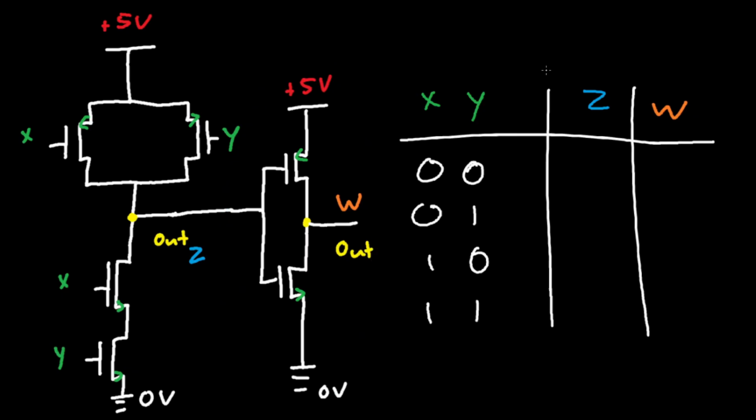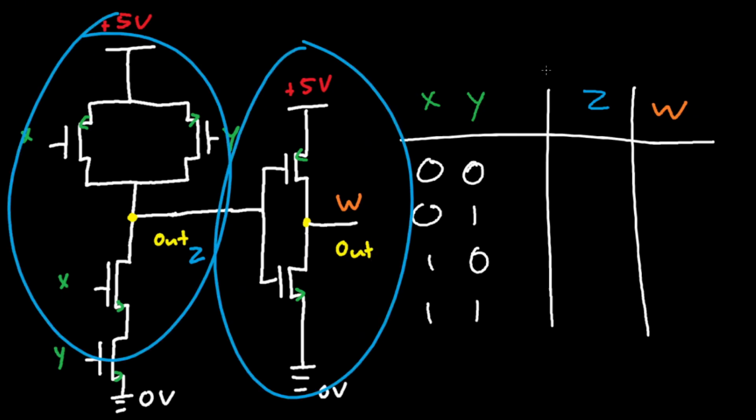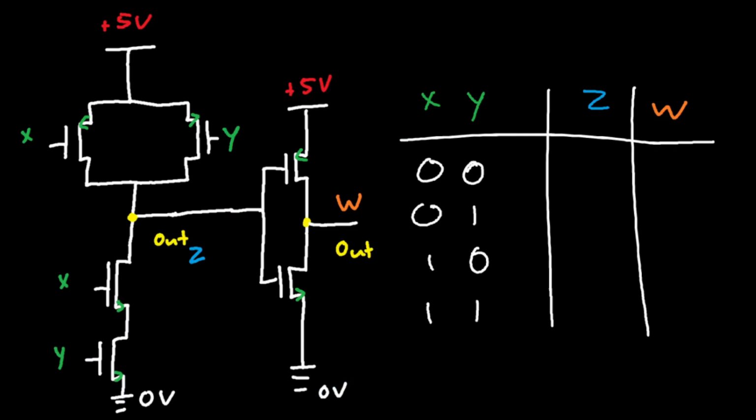This is a NOT gate. So guess what happens? You combine a NAND gate and a NOT gate, you get an AND gate, right? That's how you get AND gates. So let's actually go through all the possible inputs, okay?